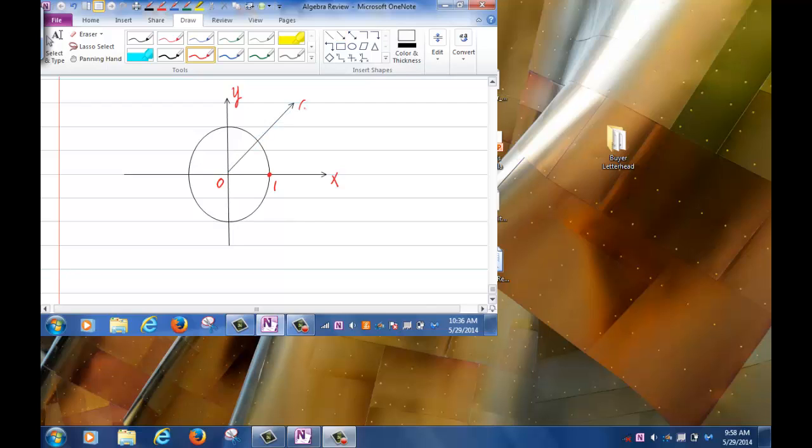theta. If I have an angle theta, let's say the terminal side intersects the circle at P, and P has coordinates x and y. Then I can make this the reference triangle again, and then what is cosine theta now? And what is sine theta?